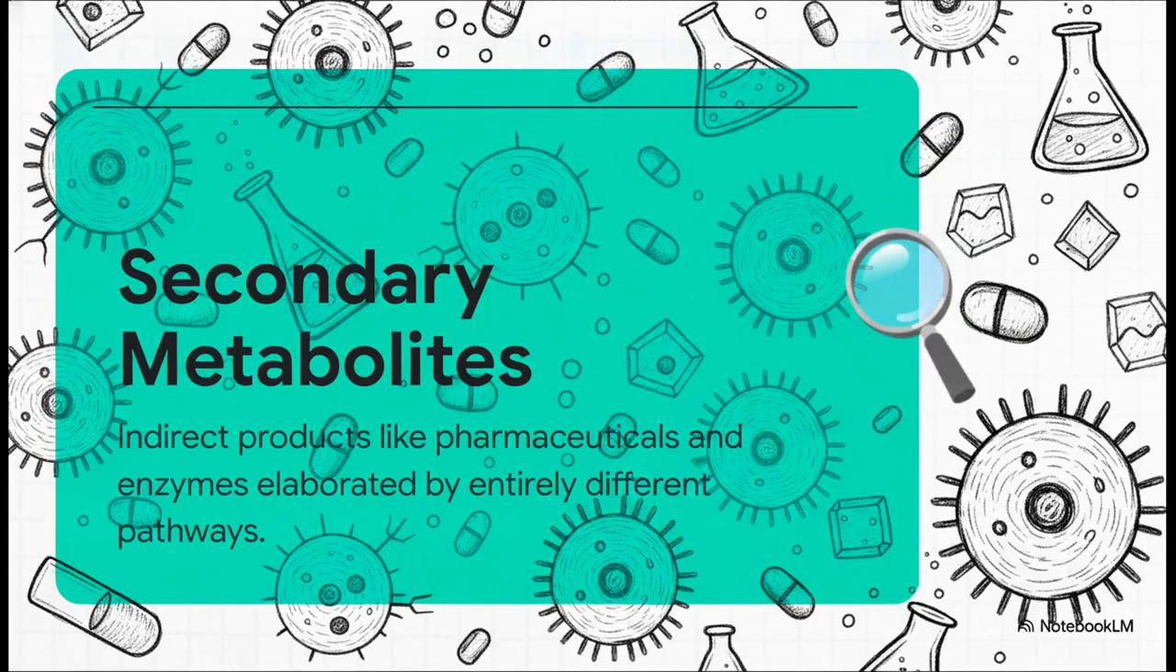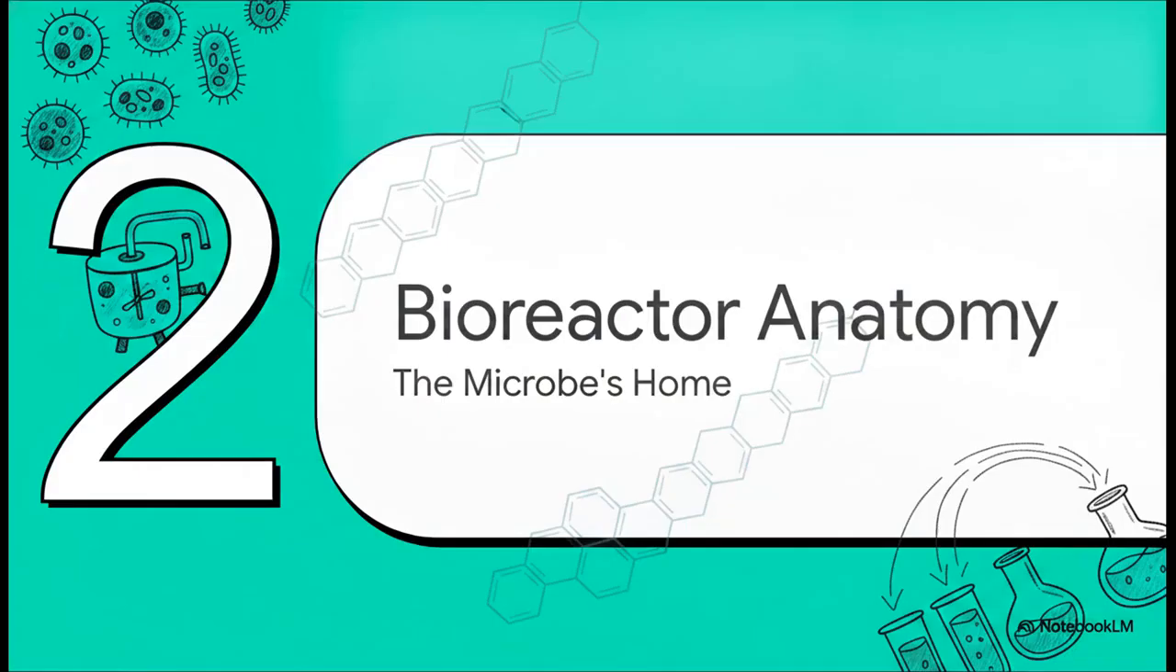But before they could even think about building the machines, scientists really had to understand what they were actually trying to harvest. And that is secondary metabolites. See, while cells make primary metabolites just to survive, secondary metabolites, things like defensive antibiotics, dyes, or enzymes, are extras. The microbe doesn't strictly need them to live, but for us humans, they are incredibly valuable. So the ultimate goal became all about coaxing these cells into pumping out massive quantities of these specific secondary metabolites. Moving right along to section 2, anatomy of a bioreactor, building the microbe's home.